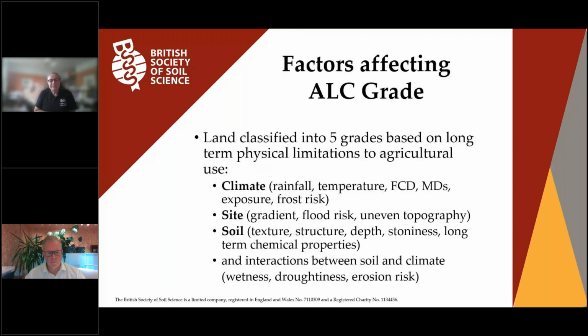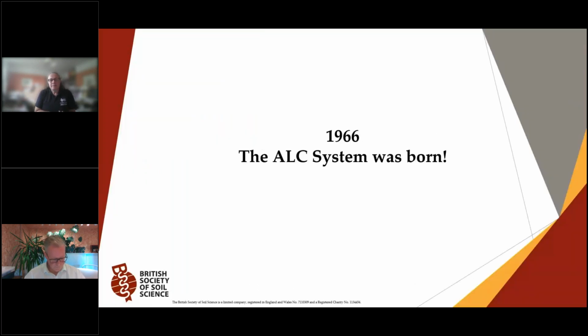Moving on. There are 5 grades, and the land's classified into these based on the long-term physical limitations to agricultural use. It's looking at climate, site, soil, and also interactions between the soil and the climate. These are known as wetness, dryness, and erosion risk. So in 1966, as a result of this conference that was held, the ALC system was born.